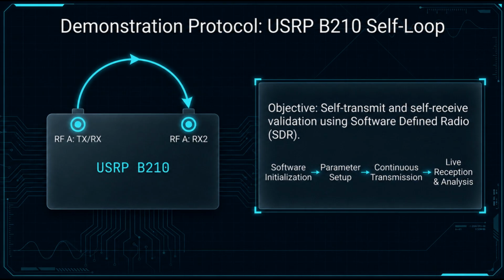In the following demonstration, we use the USRP B210 for self-transmit and self-receive validation. In this setup, the same SDR platform is used to transmit the CW signal and receive it for analysis. The workflow includes hardware initialization, parameter configuration, continuous transmission, and real-time receive-side analysis, forming a complete RF validation loop.